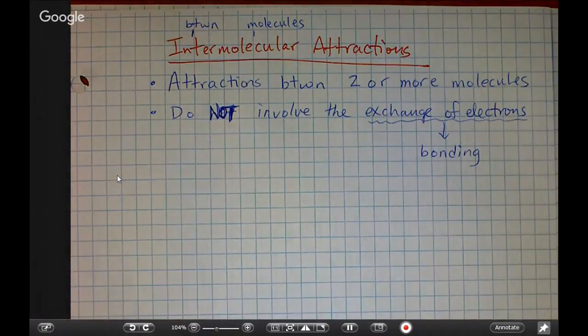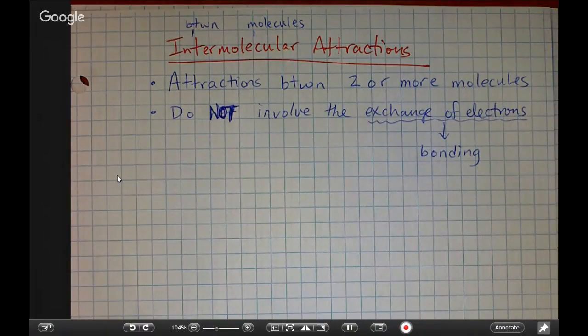If the electrons are transferred from metal to non-metal, we call it what? Ionic. And if it is shared between atoms, it is called covalent. And if it's shared, we know we can share them equally or unequally, and we have terms for those.